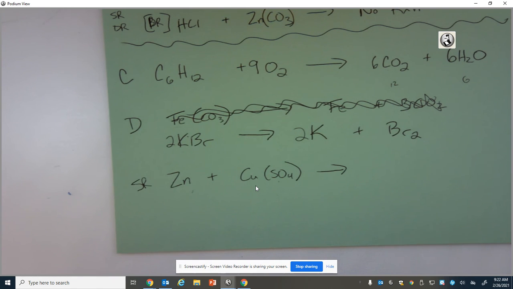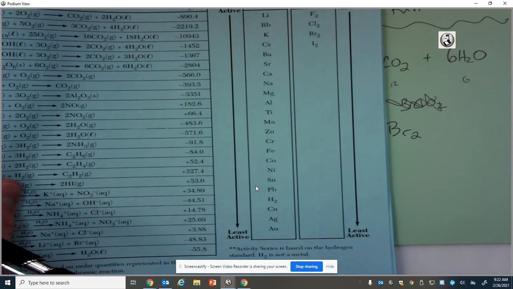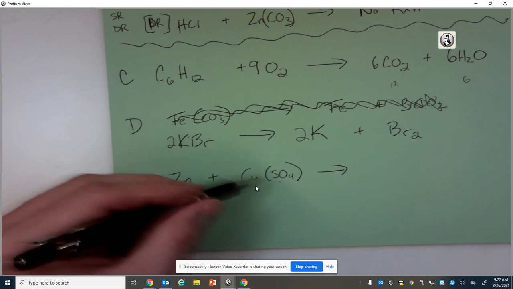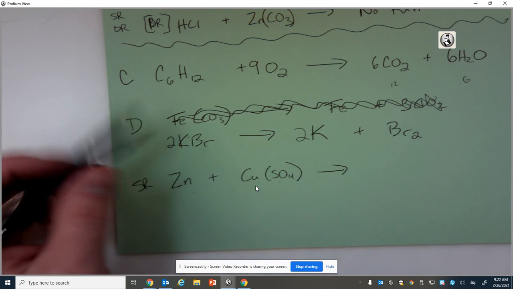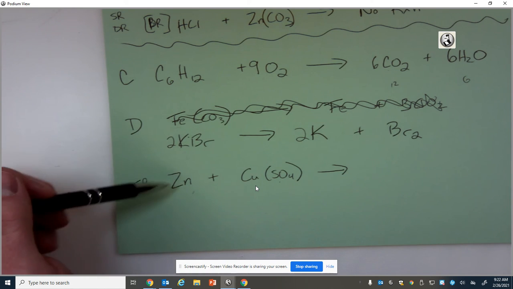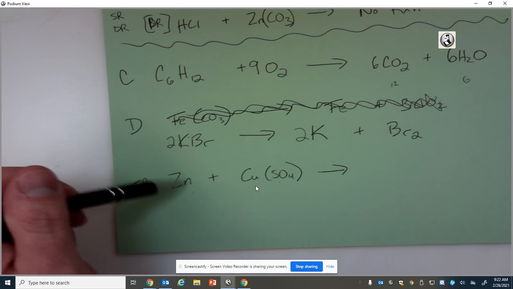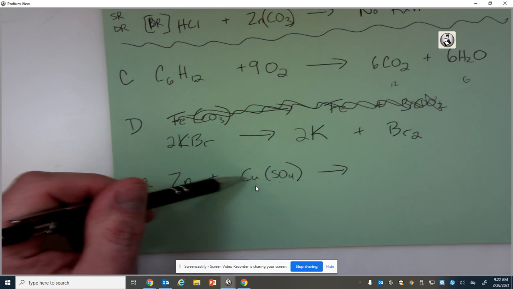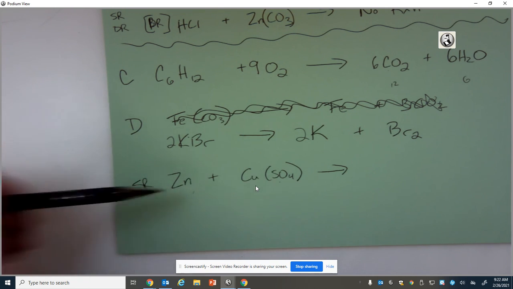Single replacement reactions, you have to remember to look on this Table J. Table J is right here. Remember, for this reaction to occur, just like double replacement reactions, you have to check to see if they'll occur. Double replacement, you look for solubility. For single replacement reactions, this element has to be more reactive than the element that's going to kick out of the compound. So we have to look here.